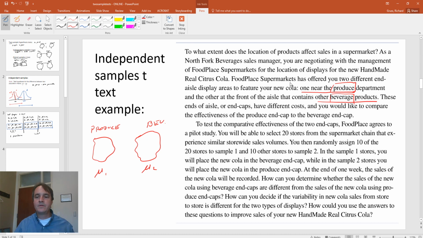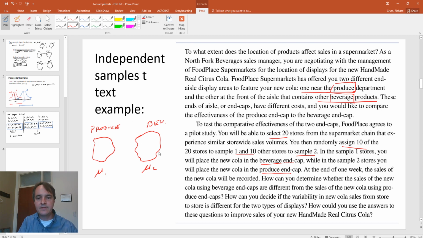Okay, just to go through some of the details in setting up the study. You select 20 stores from the chain, and you randomly assign 10 of the stores to sample 1, and 10 to sample 2. In the sample 1 stores, you'll place the cola on the beverage end cap, and in the second sample you put them on the produce end cap. At the end of the week, sales will be recorded. Now we want to determine, is there a significant difference in the sales based on where we place them? So there's the problem setup.